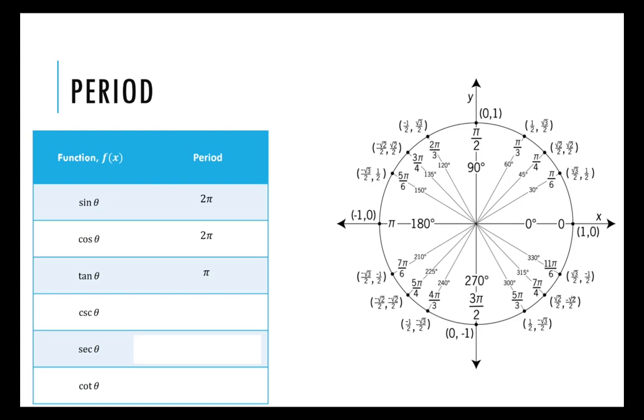Cosecant, secant, and cotangent, they're going to fall out immediately from sine, cosine, and tangent. Sine's period being 2 pi means that cosecant's period is 2 pi. Cosine's period being 2 pi means that secant's period is 2 pi. And the fact that tangent's period is pi means that cotangent's period is also pi. Once again, this just means that the exact same values that pop out of these trig functions repeat for every 2 pi radians, or pi radians in the tangent and cotangent.